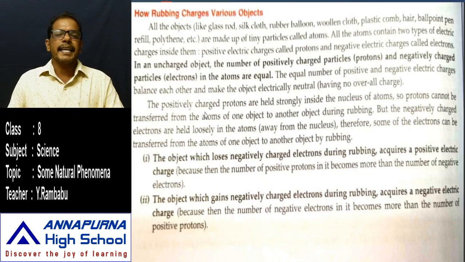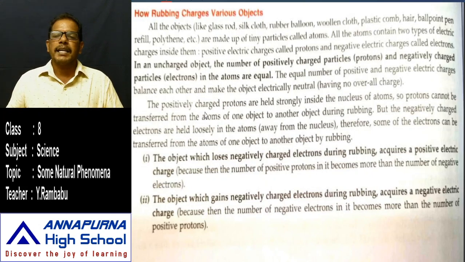In the same manner, in any uncharged object, that means before rubbing, the number of negatively charged particles, electrons, and positively charged particles, protons, are equal. And how are these electrons, protons and neutrons arranged? The positively charged particles are held inside the nucleus, and the protons are not transferred from one substance to another when rubbed. Why are the protons not transferred? These protons are held strongly inside the center of the atom, so they are not transferred.